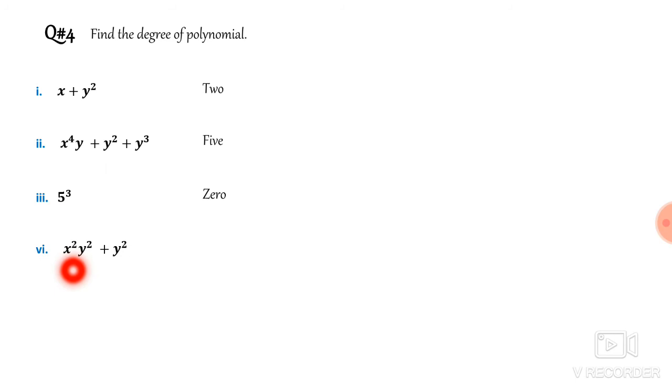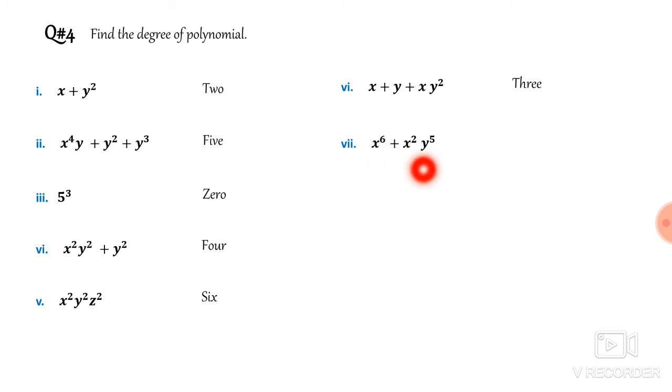Next, the first term has degree 2 plus 2, 4. Here the degree is 2, so 4 is the answer. Here we have just one term, so 2 plus 2 plus 2 is 6. 1 plus 1, 1 plus 2 is 3. Degree is 3. 6, and 2 plus 5 is 7. Here the degree is 6, here the degree is 7. So the degree of the polynomial is 7.